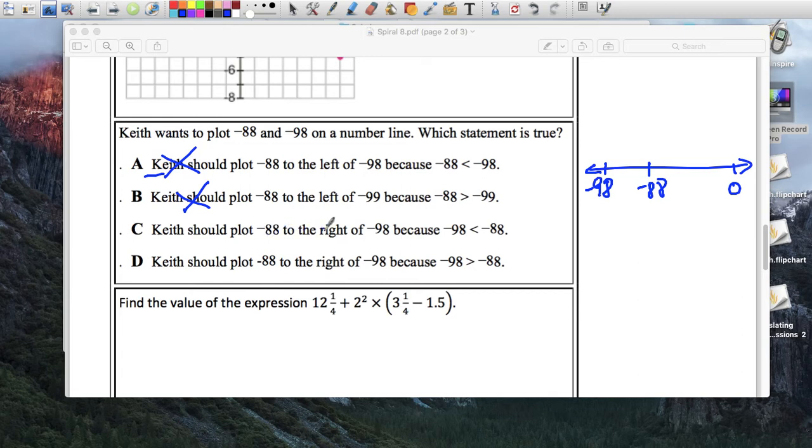Keith should plot -88 to the right of -98, right? -88 is to the right of this guy, so it's right. Because -98 is smaller than -88, and that's correct. And how do I know it's smaller? Because the number on the right is always bigger. -88 is bigger than -98, and 0 is bigger than both of them. The last one says plot to the right because -98 is greater than -88, and that's not true. So that's gone. Final answer, C.